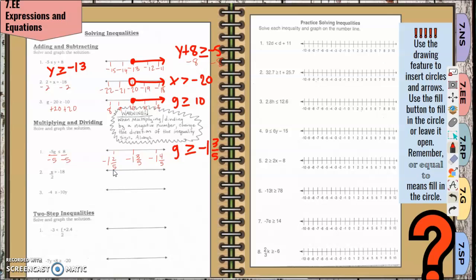There's a line under it to represent or equal to, so it's going to be a closed circle. And I'm shading everything to the right. You go based off of your final answer, not the symbol from the original problem.